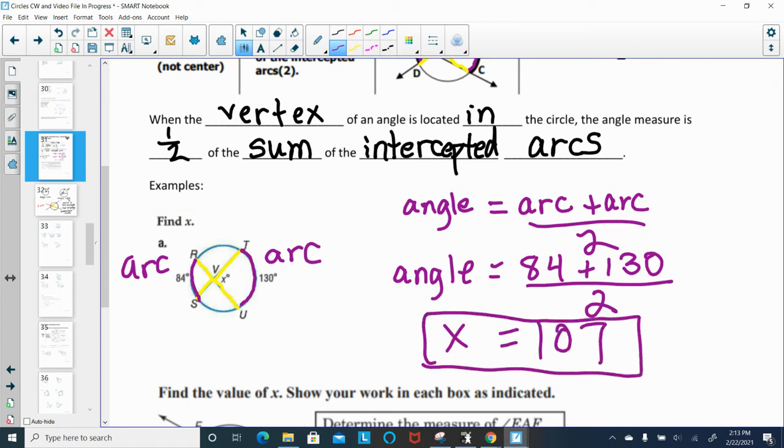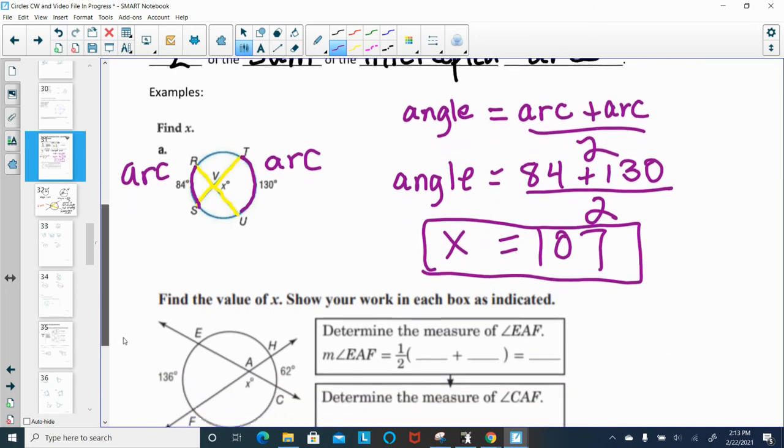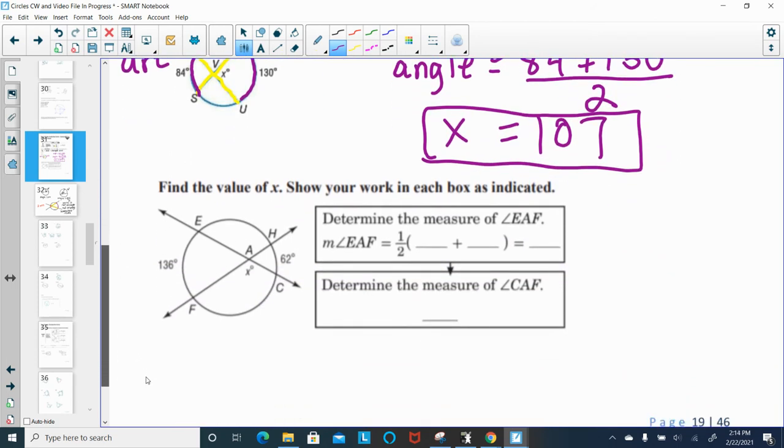So the biggest thing is identifying those two arcs. I think that's probably one of the most challenging things for students. So here's a more challenging problem. If you look at X, X is here. So here's my angle. Here's my vertical partner. And here's their two arcs.